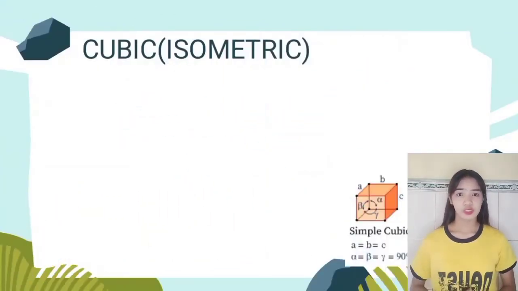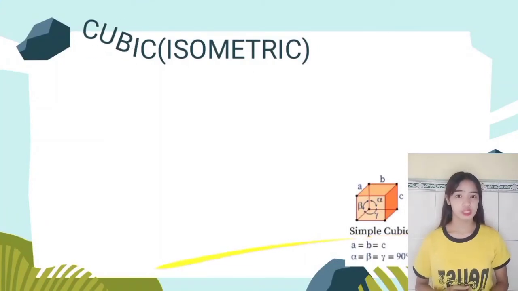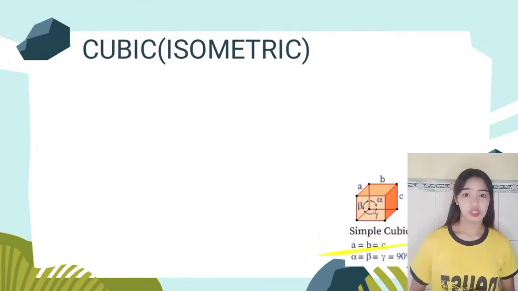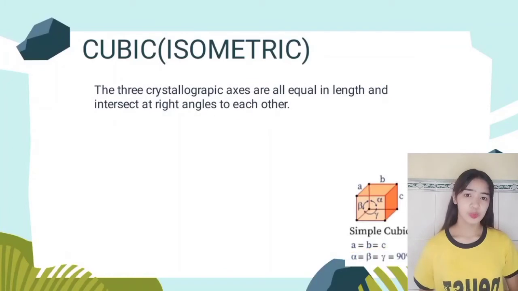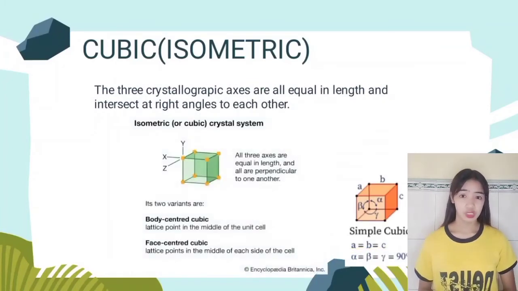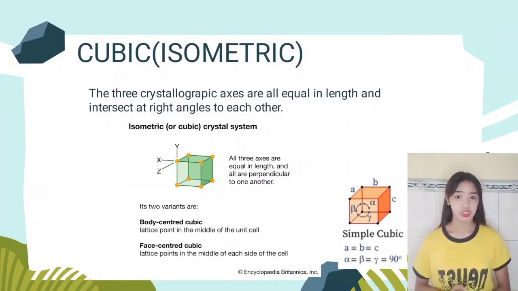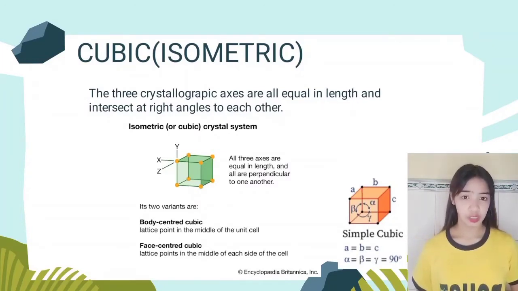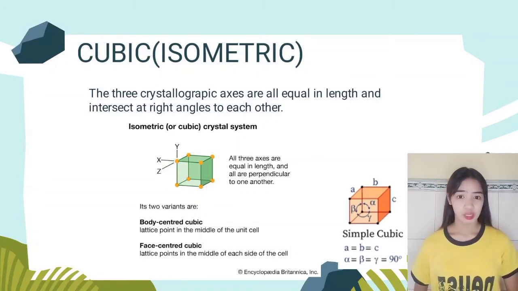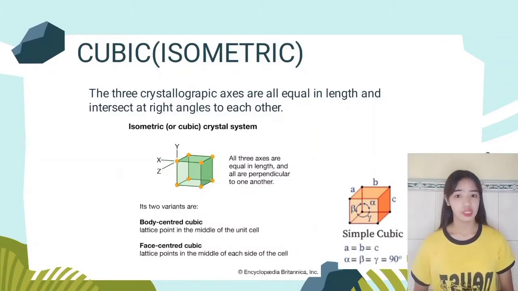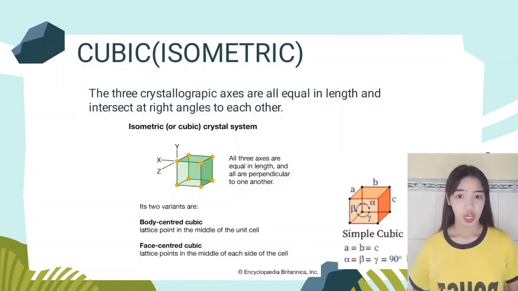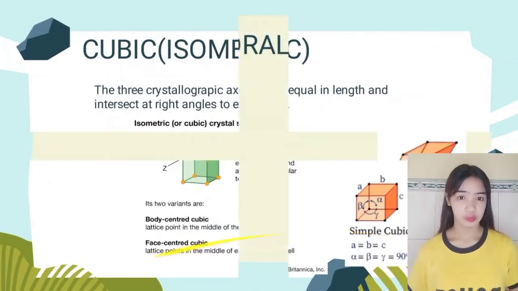So the first crystal system is the cubic crystal system, also known as the isometric system. The cubic crystal system is characterized by its total symmetry. The cubic system has 3 crystallographic axes that are all perpendicular to each other and equal in length. The cubic system has 1 lattice point on each of the cube's 8 corners.